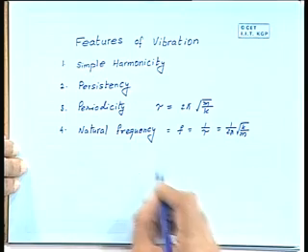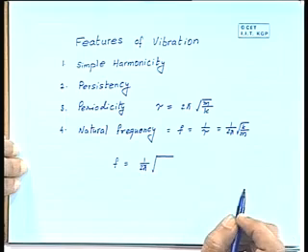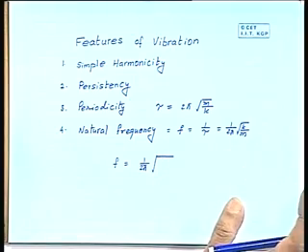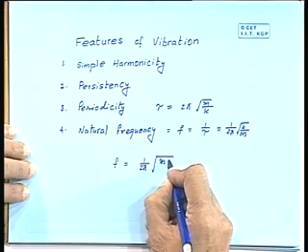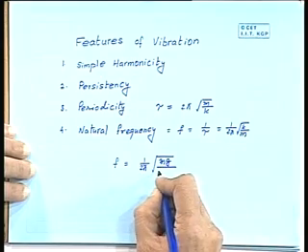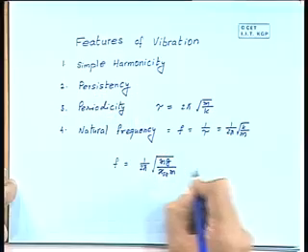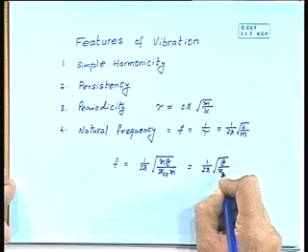Now a little bit of manipulation can be done here. We can write f is equal to 1 by 2 pi, and k is the stiffness. Stiffness is force by displacement, and if we assume that the force is created by the weight itself, I can write m g for the force, and some static displacement. Under this force with the given spring, it will undergo some static displacement, so I can write x_st, and m is there. Now this can be written as 1 by 2 pi root over m g by m x_st, m cancels out, or we can say root g by 2 pi, 1 over root x_st.